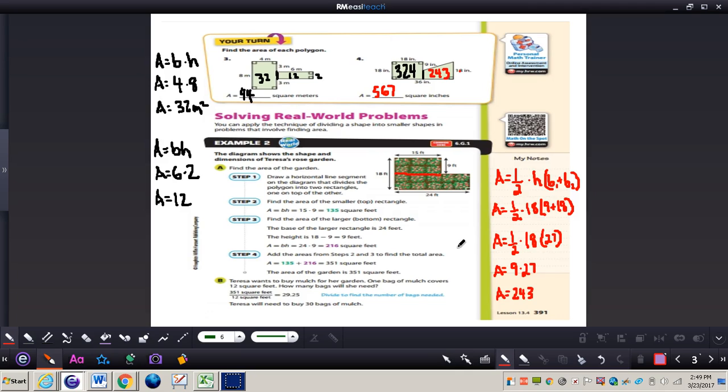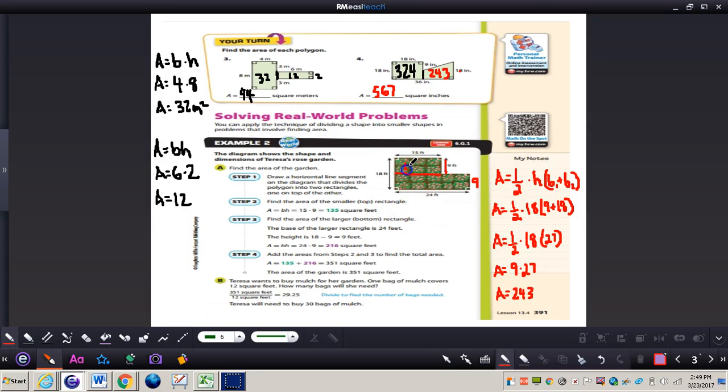Now it's usually easy with one of these shapes because the measurements are right there, but the other one sometimes can be a little tricky, sometimes even both of them. Now it says find the area of the larger bottom rectangle. The base of the larger rectangle is 24 feet. And the height, we're going to take 18 minus 9. Where are we getting that? Because we know 18 is the total height, but from here to here is 9, so that's going to be 9. Now we can multiply 24 times 9, giving us 216 square feet.